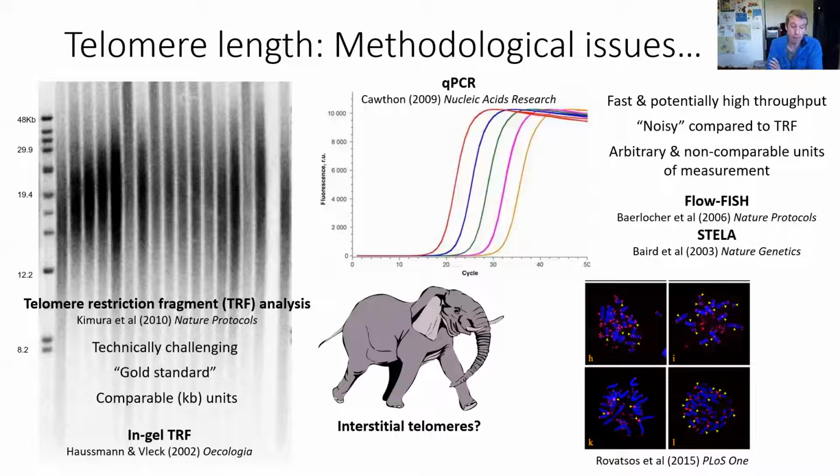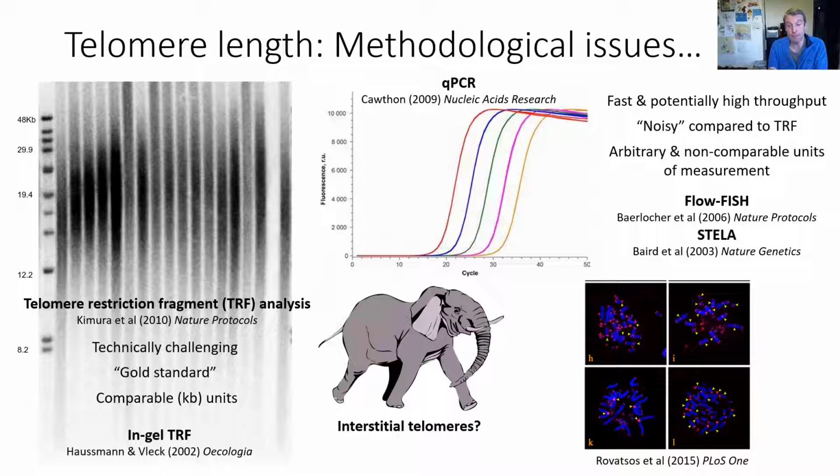It's important to acknowledge the so-called in-gel TRF method, which I think was developed by Mark Haussmann in the US and is used in a small number of labs at the moment within ecology, principally Mark's and Simon Verhulst's lab. I think Pat now has this working in her lab. Britt might tell me that she's got it working in her lab as well. We were never able to get this working in our own lab, but the key thing about this approach is that it is able to target just the end telomeres. It does not measure interstitial telomeres, but it is also very technically challenging to run.